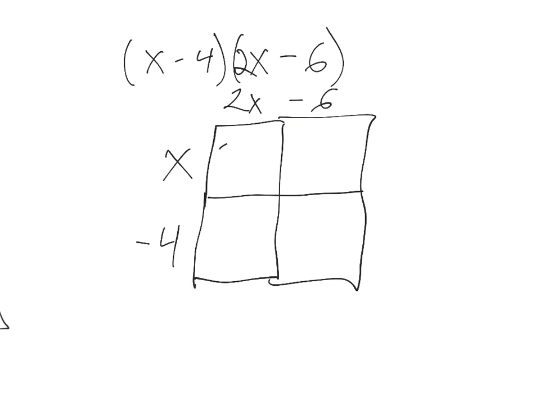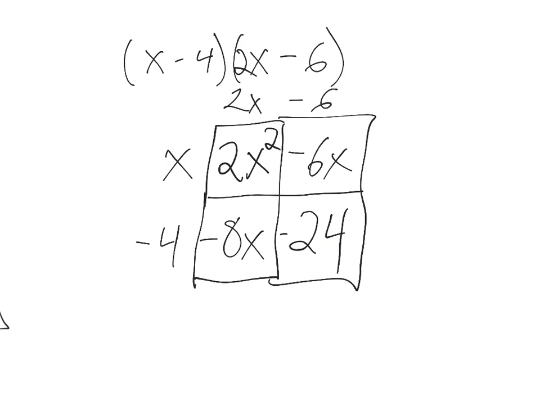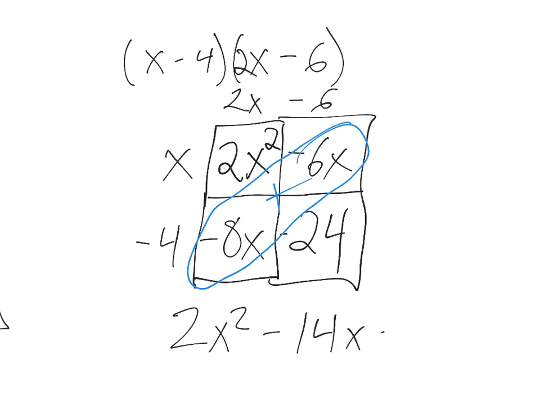So x times 2x is 2x squared. Now x times negative 6 is negative 6x. Negative 8x, because negative 4 times 2 is negative 8, then I have the x, so I make it negative 8x. Now negative 4 times negative 6 is positive 24. I like to do this, add. So I get 2x squared minus 14x plus 24.